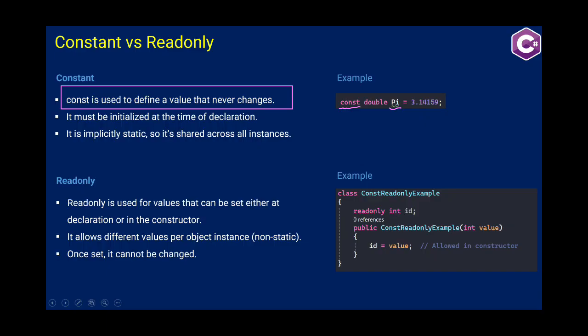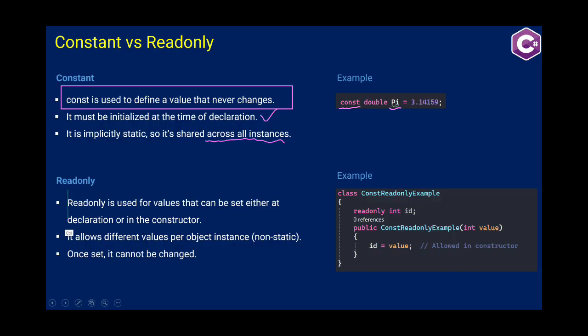Whenever we declare a value by using the constant keyword, it must be initialized at the same time. And a constant is implicitly static, I mean it's shared across all the instances. That means whenever we create a value by using the constant keyword, that value will be shared with all the instances of the class.